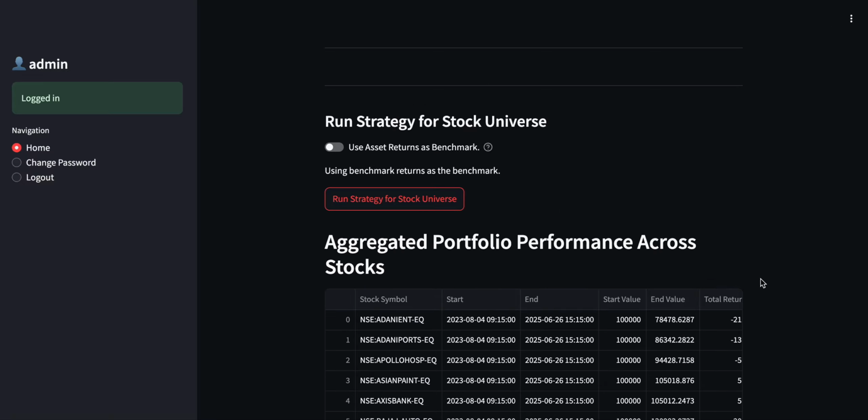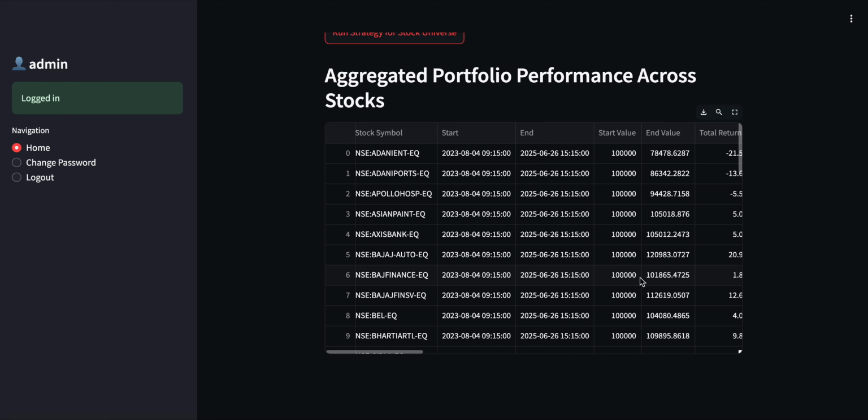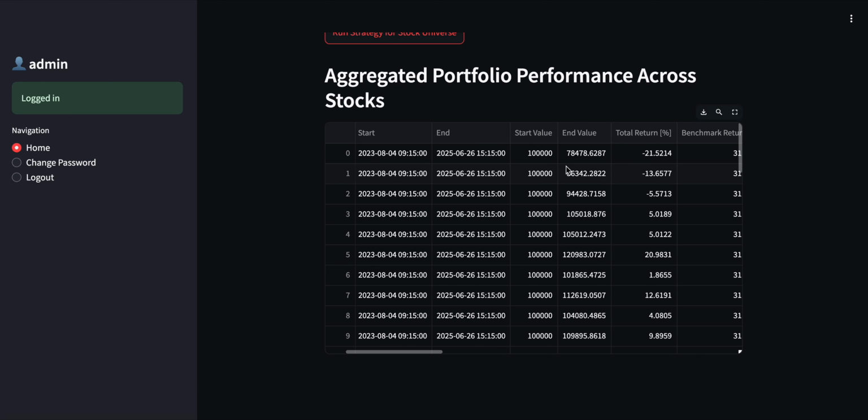So now I have run the same strategy for the other stocks, and I will show you what I mean. See, Adani, if I run the same strategy, it is giving me minus 21%. So that means this strategy is good for NTPC, but it is not good for Adani.